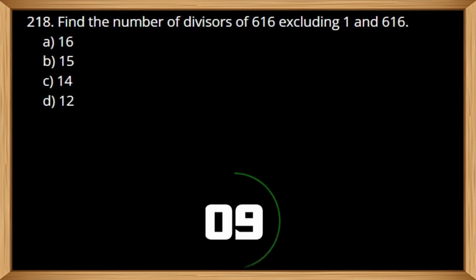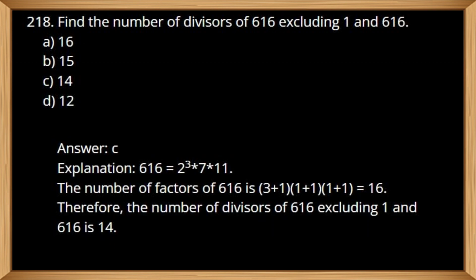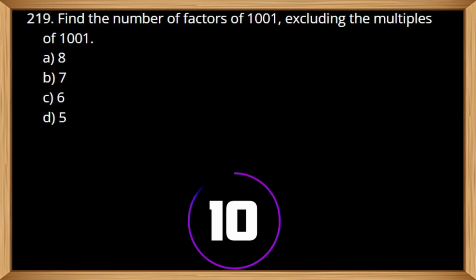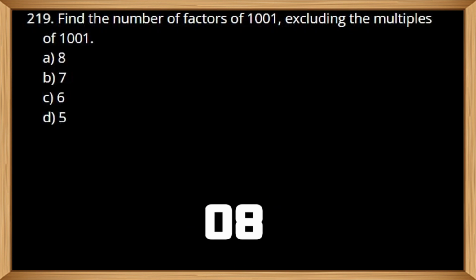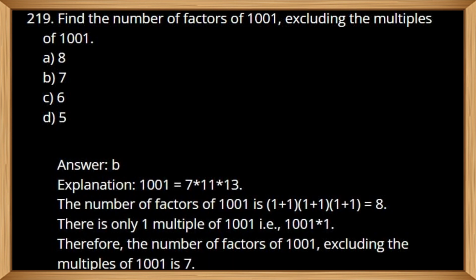Find the number of divisors of 616 excluding 1 and 616. Option C, 14. Find the number of factors of 1001 excluding the multiples of 1001. Option B, 7.